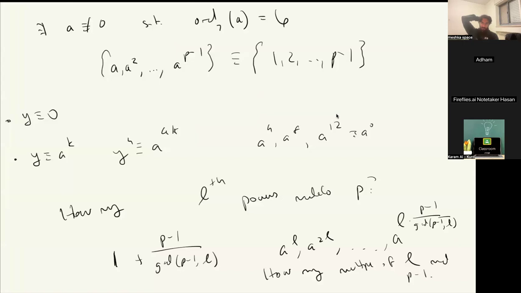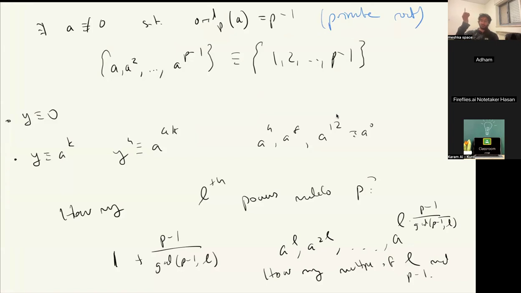Yes, but are we assuming that the order is p minus 1? So we're assuming that we've picked a number a whose order is p minus 1. There's a theorem that says for any prime, there's a number with order p minus 1. It's called a primitive root. So you're right, I'm using this theorem, and you can use this theorem on the IMO.